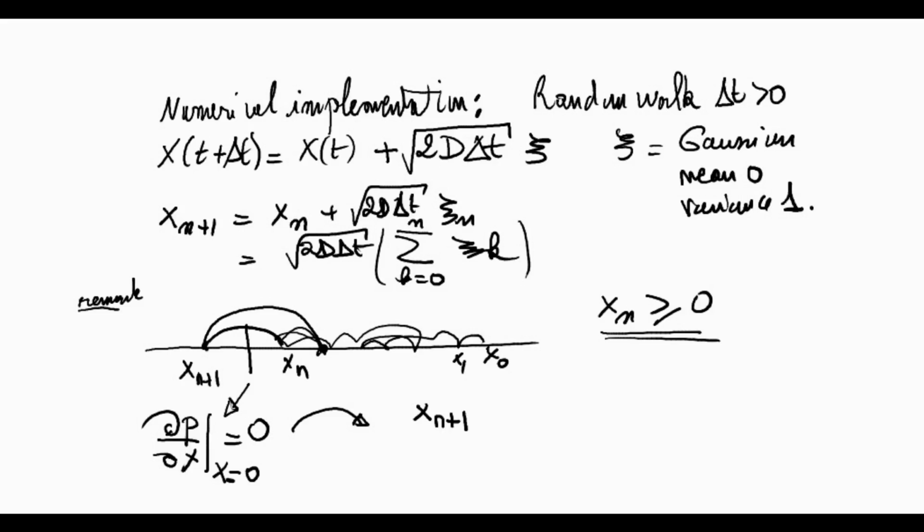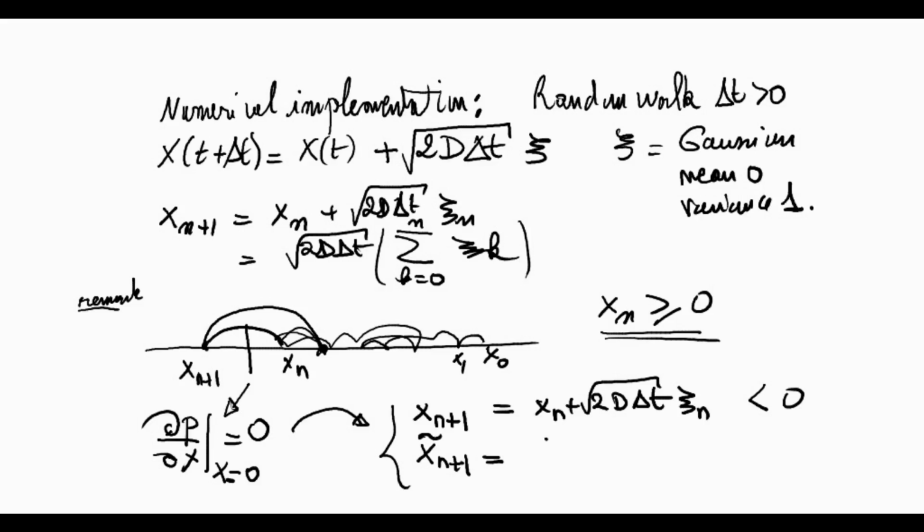That is, suppose x_{n+1} = x_n + 2d√Δt ξ, and suppose this is negative, then the way to define x_{n+1}, the reflected part, is to take the absolute value of x_{n+1}, that is also minus x_{n+1}. And so we will see later on that this is the process to generate reflections.